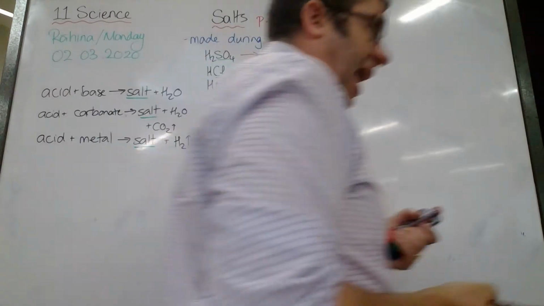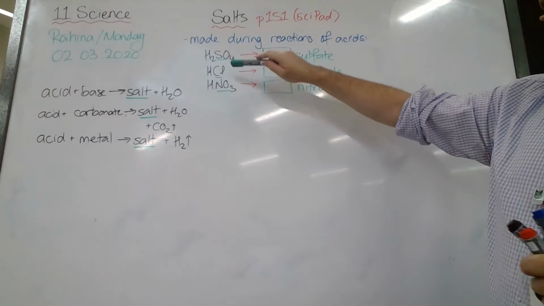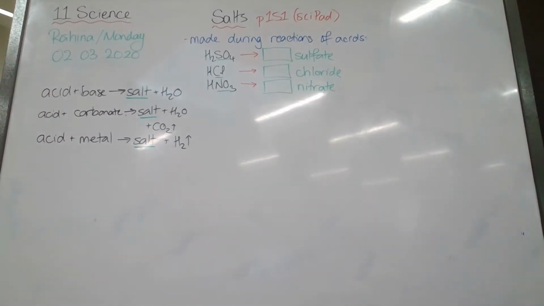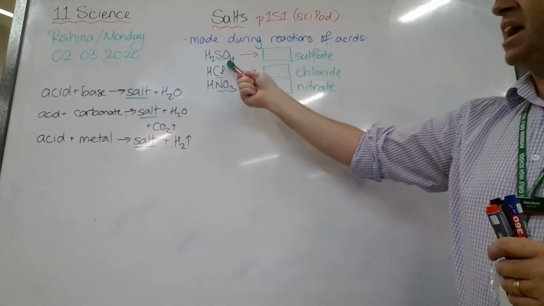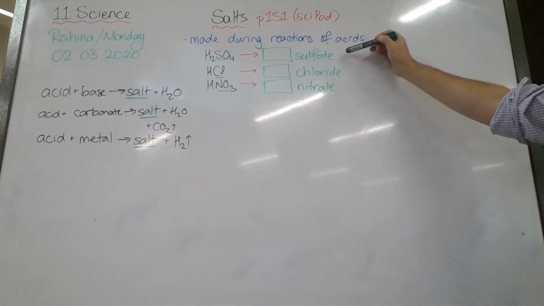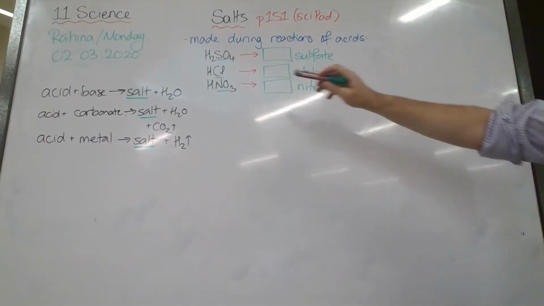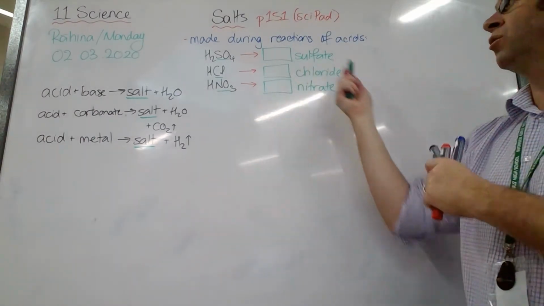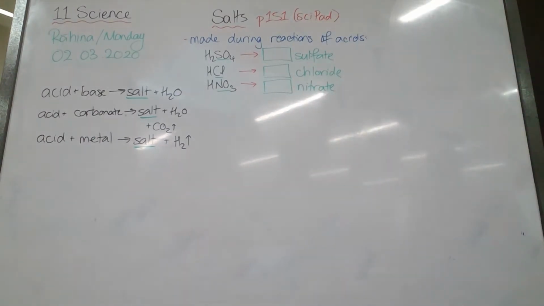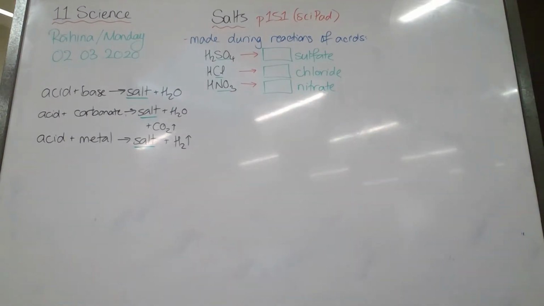The three acids we need to know this year are sulfuric acid, hydrochloric acid, and nitric acid. If we know the formulas of those, then we can work out what the names of their salts would be. Sulfuric acid has the sulfate ion in it, H2SO4, so the name of its salts are always something or other sulfate. Hydrochloric acid has the chloride ion, so its salts are something chloride. And nitric acid has the nitrate ion, so the salts it makes are something or other nitrate.